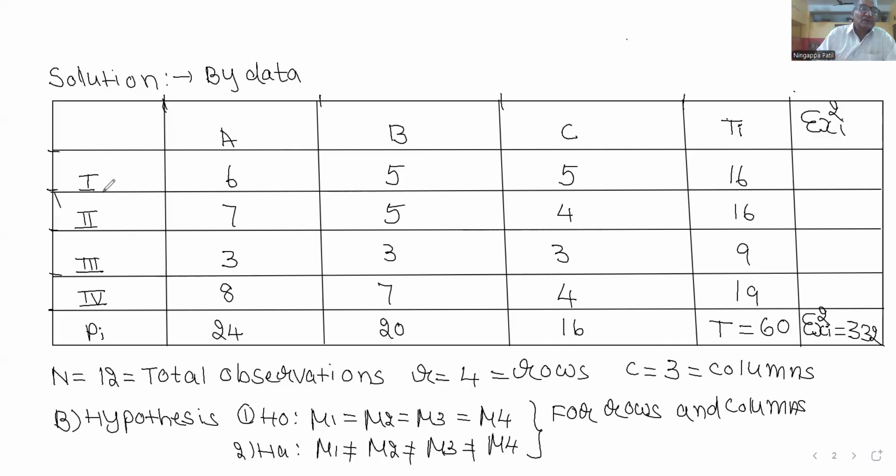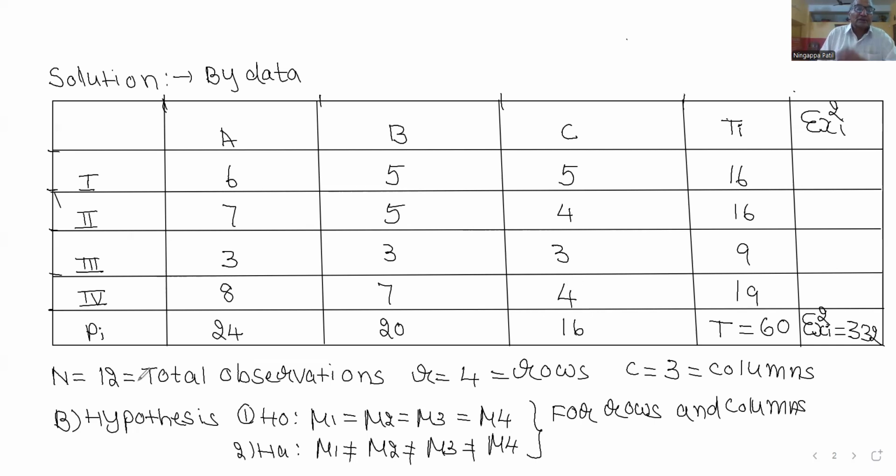And similarly here, look here. 1 plus 2 plus 3 plus 4. You have to add, that is Pi. 6 plus 7 plus 3 plus 8. It is 24. And similarly, 5 plus 5 plus 3 plus 7. It is 20. You write. Then 5 plus 4 plus 3 plus 4 equal to 16.